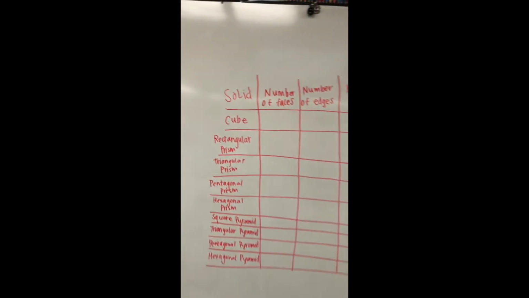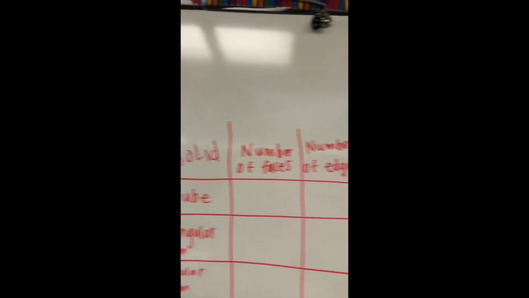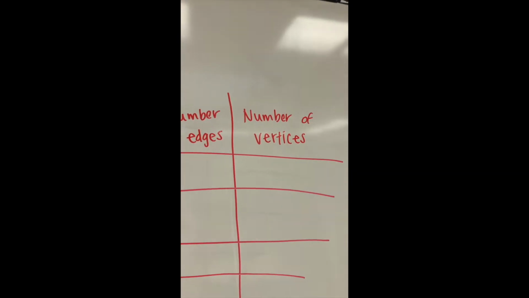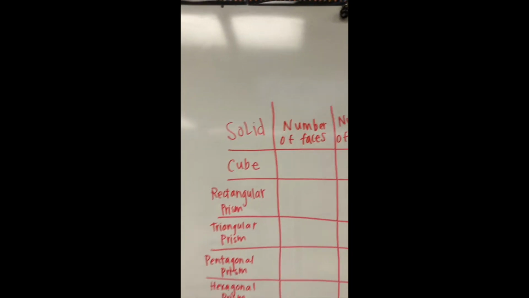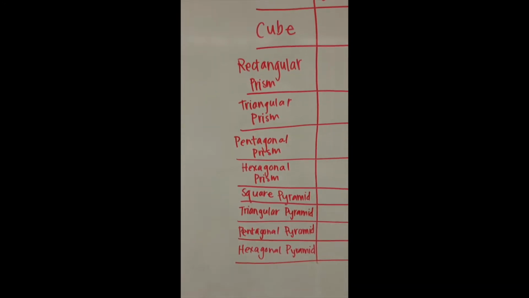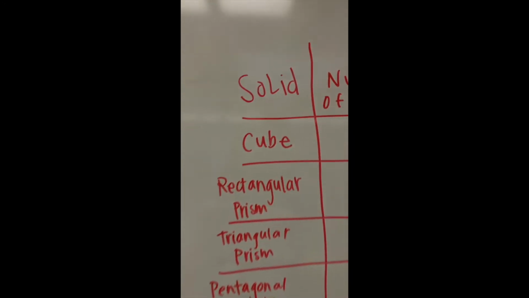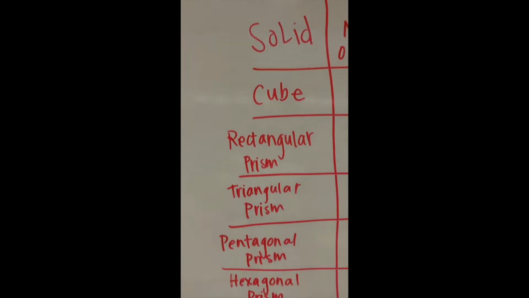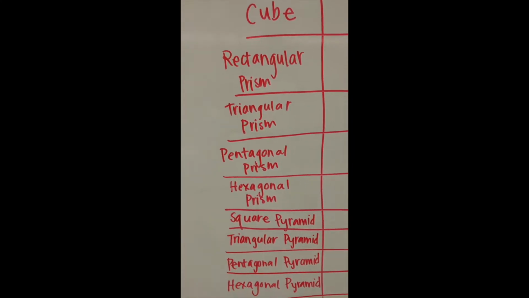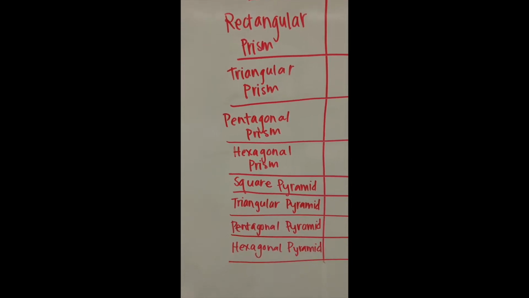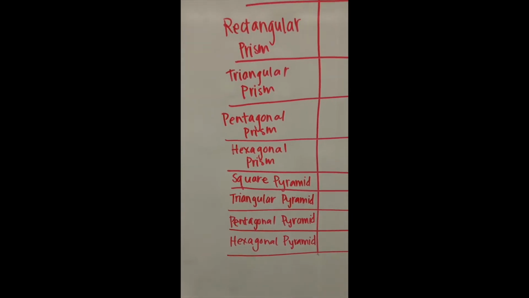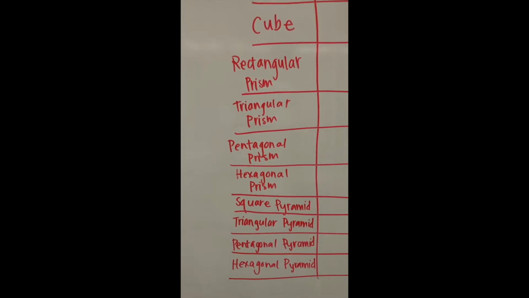So at the top, you have solid, number of faces, number of edges, and number of vertices, which you all just learned about what those mean. Along the side, underneath the solid, you're gonna have cube, rectangular prism, triangular prism, pentagonal prism, hexagonal prism, square pyramid, triangular pyramid, pentagonal pyramid, and hexagonal pyramid. We are going to go over what each of those things are.